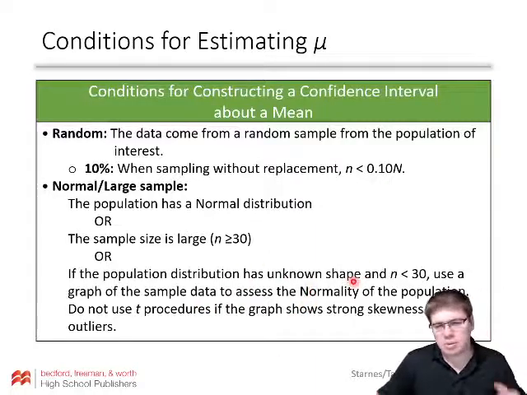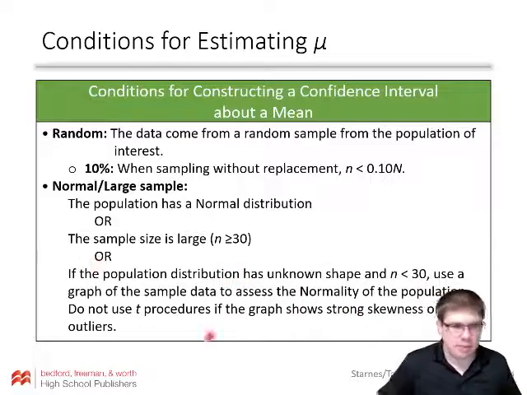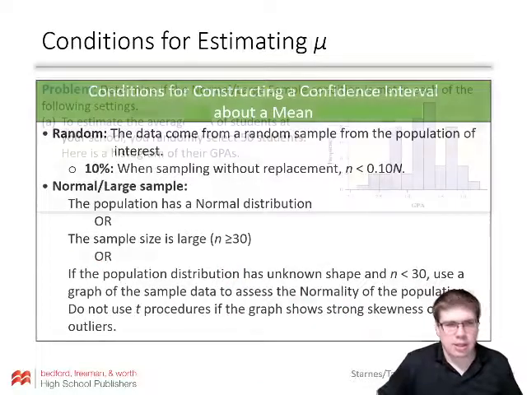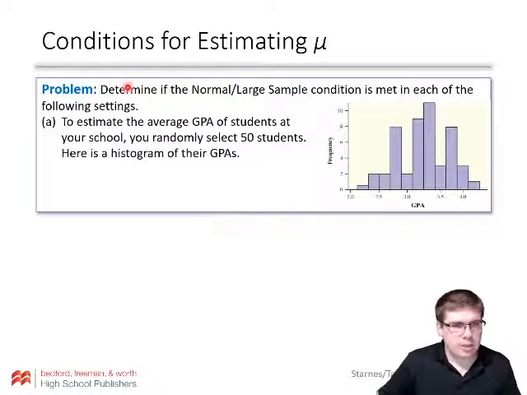And that's kind of a mix. Maybe the population is not perfectly normal, but we have some sample size. Maybe it's not quite 30, but a large enough sample size to overcome the non-normality and be able to use t procedures. So, for example here, determine if the normal large sample condition is met in each of the following settings.